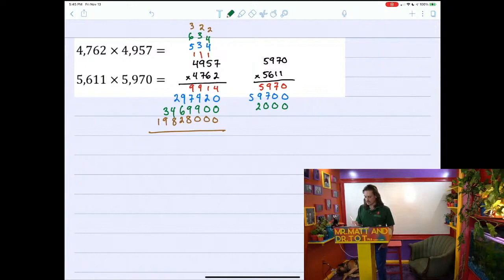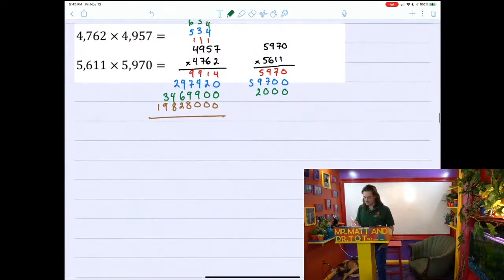Adding these up, we're going to have 4, 3, that's going to be 21, carry the 2 over. 18, that's 27, that's 35. 12, 18, that's 20. That's going to be 16, 13. So we should have an answer for number 1 of 23,605,134.